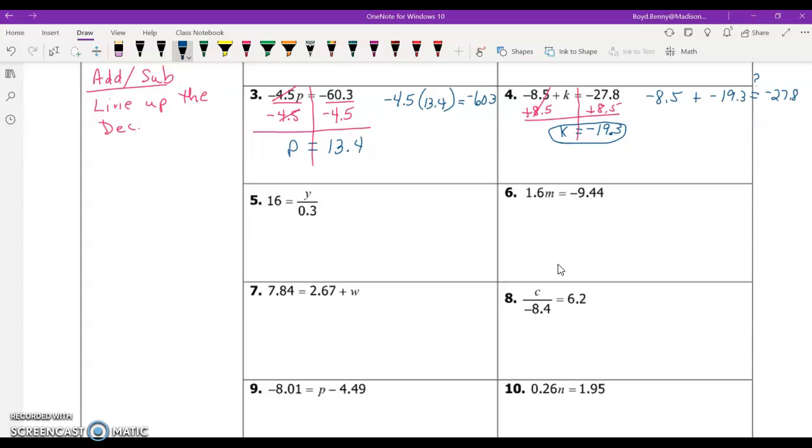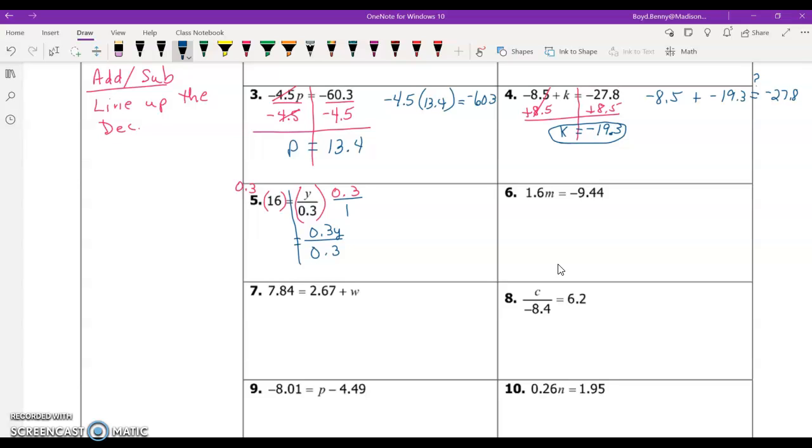So this is a division problem. And the way I solve a division problem is using the inverse operation. I'm going to use multiplication. So since I'm dividing the variable by 0.3, I'm going to multiply both sides by 0.3. Okay? Now, when I multiply 0.3 times y, I get 0.3y over 0.3. Because this is 0.3 over 1, and I just multiply the numerators and the denominators.